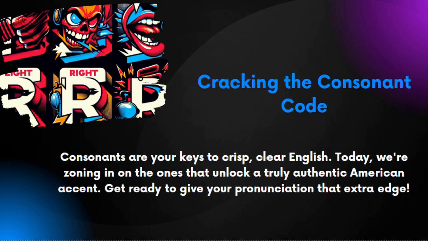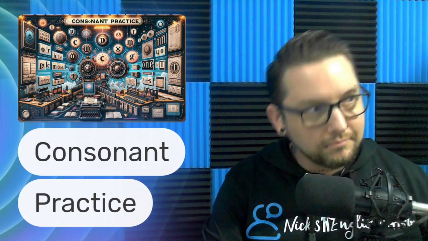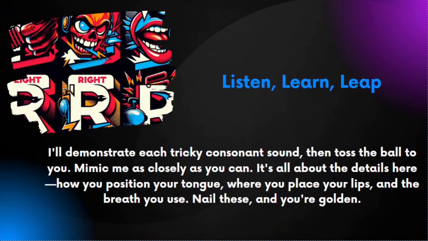So we're going to be focusing on these tricky consonants, consonant practice, and some, not all, of the consonant combinations that cause students some issues. We're going to start with listen, learn, and leap. I'll demonstrate each tricky consonant sound, then toss the ball to you. You're going to mimic me as closely as you can. It's all about the details here: how you position your tongue, where you place your lips, and the breath you use. Nail these and you're golden.